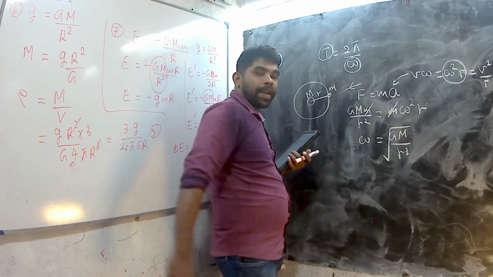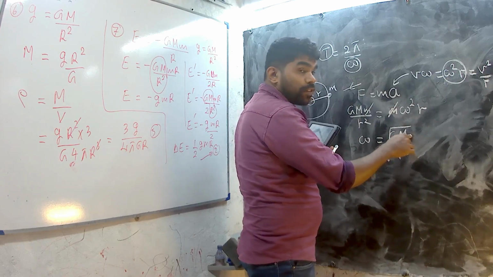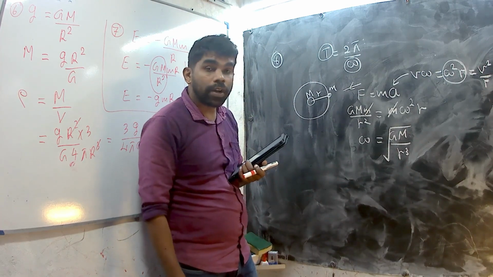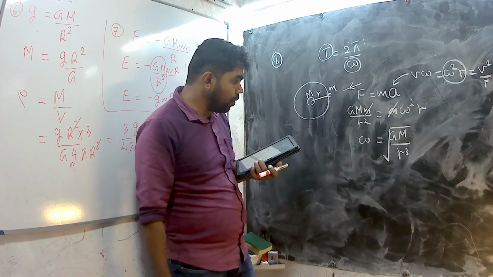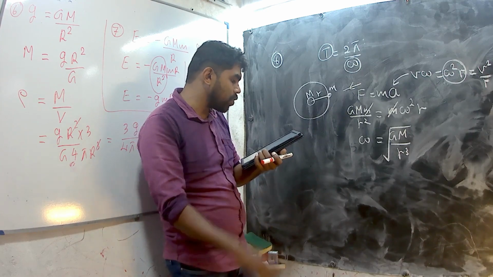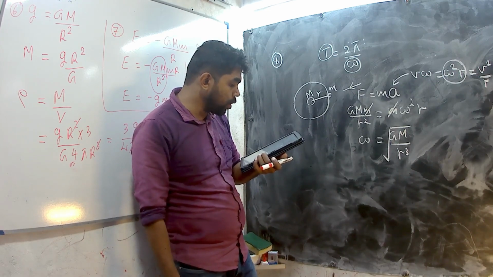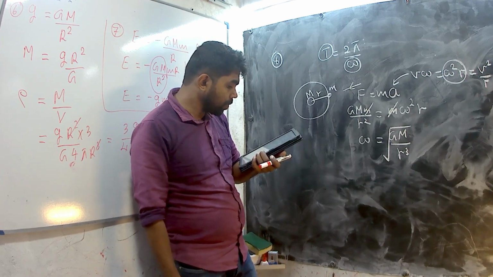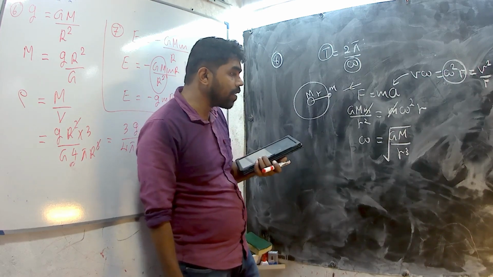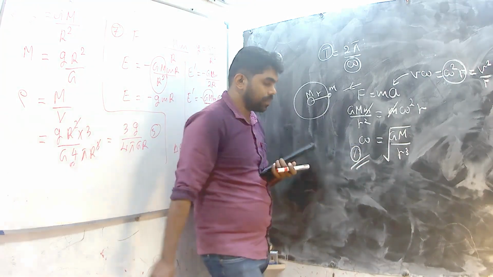Angular velocity depends on the universal gravitational constant, the mass of Earth, and the radius of orbit. Therefore, it does not depend on the mass. They have given that satellite B has twice the mass of A. It does not depend on the mass, therefore the orbit radius of B should also be equal to RA. Then the answer is 1 for question number 8.